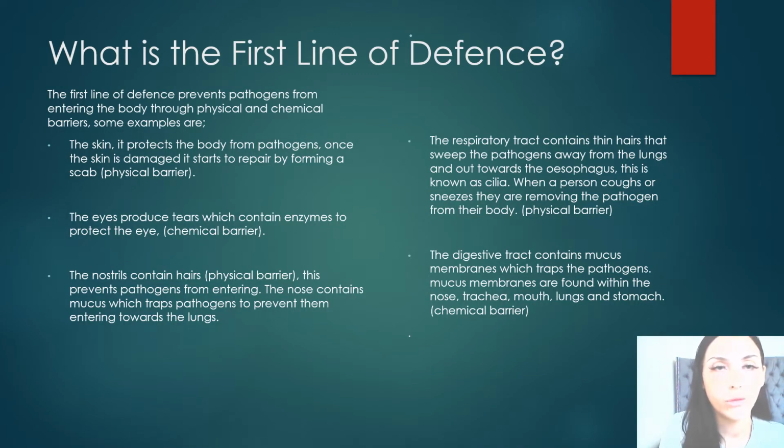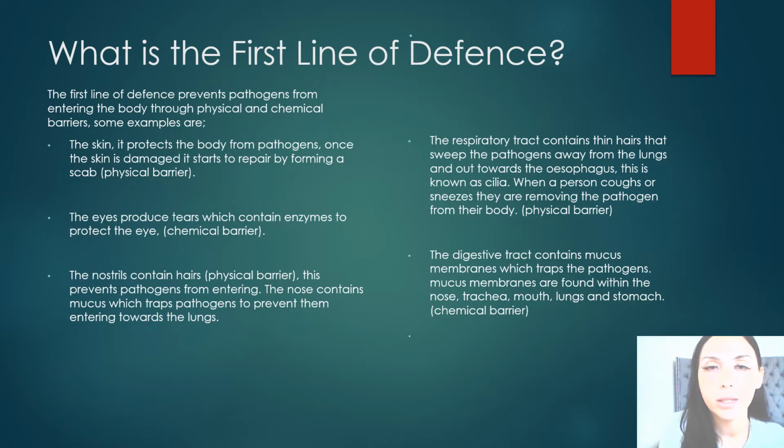The first line of defence prevents pathogens from entering the body through physical and chemical barriers. Some examples are the skin. It protects the body from pathogens. Once the skin is damaged, it starts to repair itself by forming a scab, which is a physical barrier. The eyes produce tears, which contain enzymes to protect the eye, which is the chemical barrier. The nostrils contain hairs, which is a physical barrier. This prevents pathogens from entering. The nose contains mucus, which traps the pathogens to prevent them entering towards the lungs.